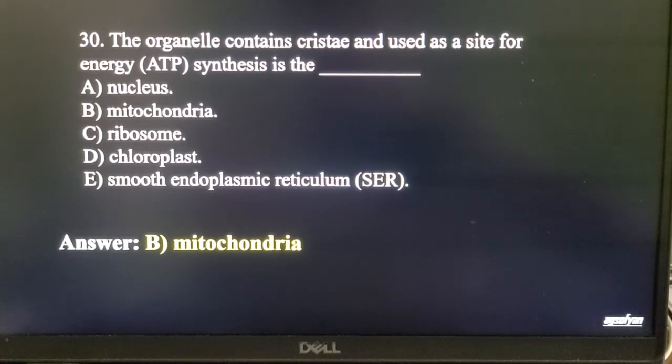Mitochondria is a unique organelle. It has two layers. The outer layer is very smooth, but the inside layer looks like a wavy layer. It's called cristae. So cristae is the wavy inside layer of the mitochondria. The function of mitochondria is to produce energy, which is ATP. So ATP is produced by mitochondria. Mitochondria is sometimes also called the power plant inside the cell because they produce the energy.